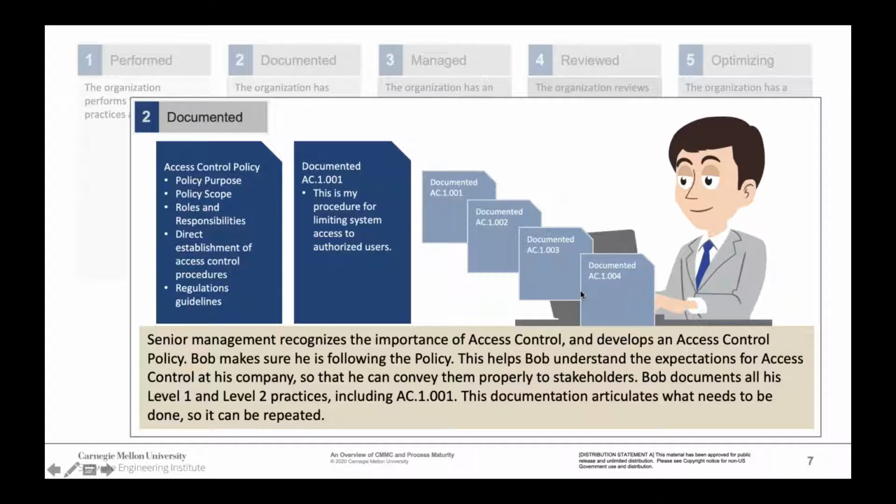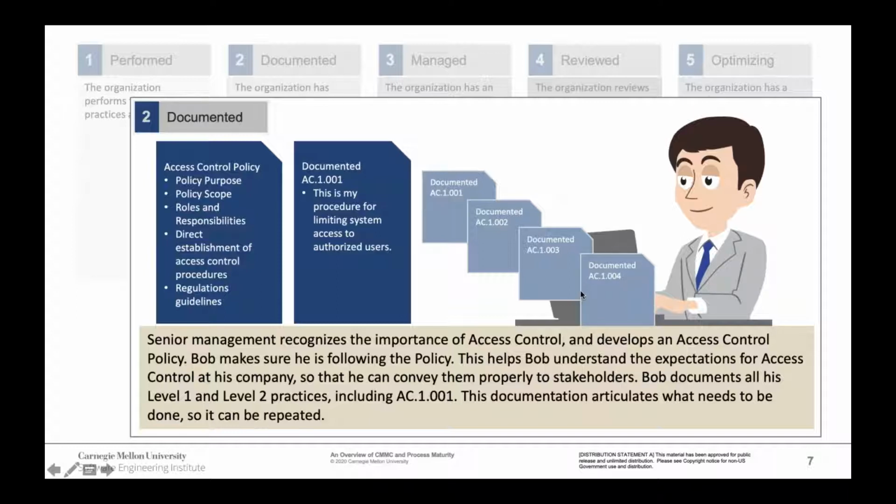Like Andy said, now at level 2, process maturity is going to be assessed in addition to the practices, and it's cumulative. So the level 2 process maturity requirements apply to both level 2 practices and level 1 practices. So at a level 2, an organization is expected to be documented. This means that the organization has a guiding policy for all level 1 and level 2 practices, as well as documentation for these practices.